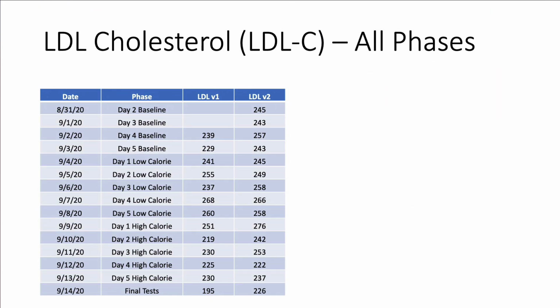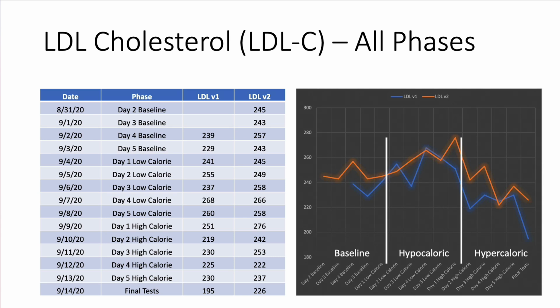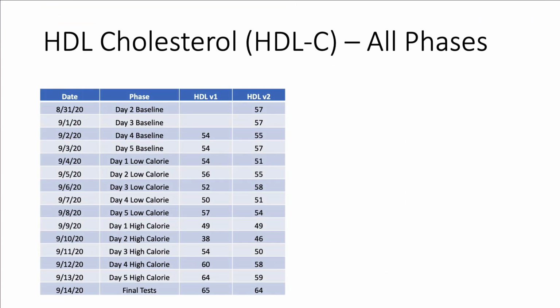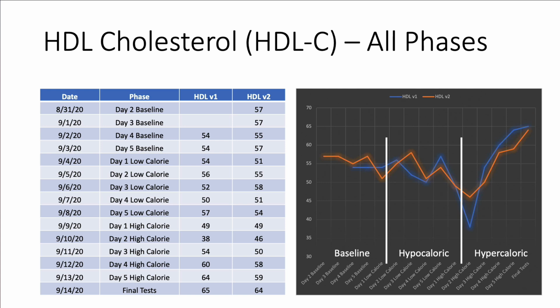LDL cholesterol follows the inversion pattern. It generally goes up in both experiments and then generally drops in both experiments as I go hypercaloric. But now I want you to pay extra attention to HDL cholesterol. It goes in the opposite direction. As I go hypercaloric, it goes down and eventually even drops to its nadir on the morning of day 2, 38 in version 1, 46 in version 2, and note that it's all the way up to 65 and 64 just 5 days later.